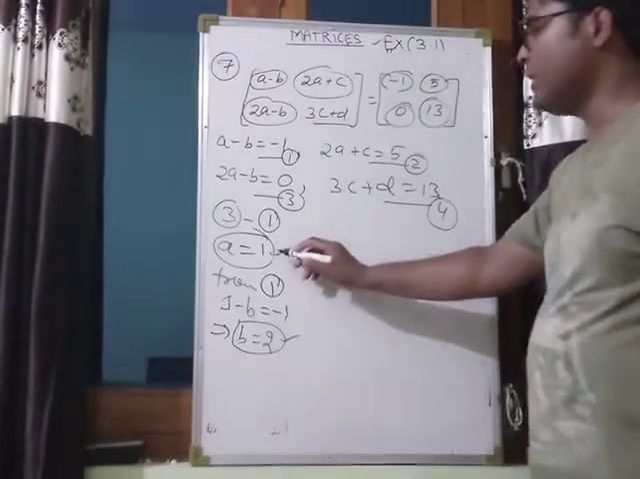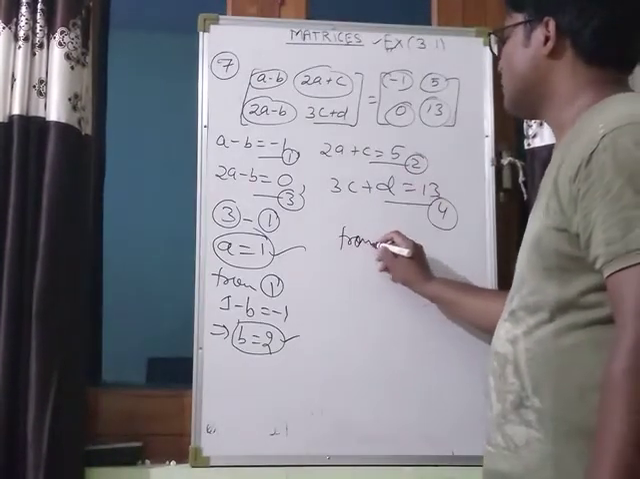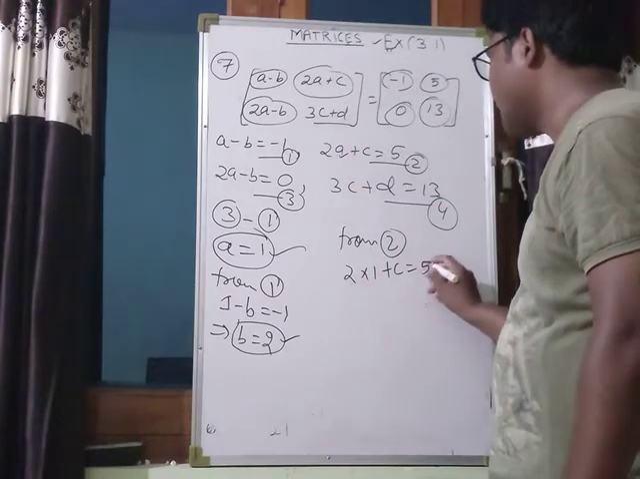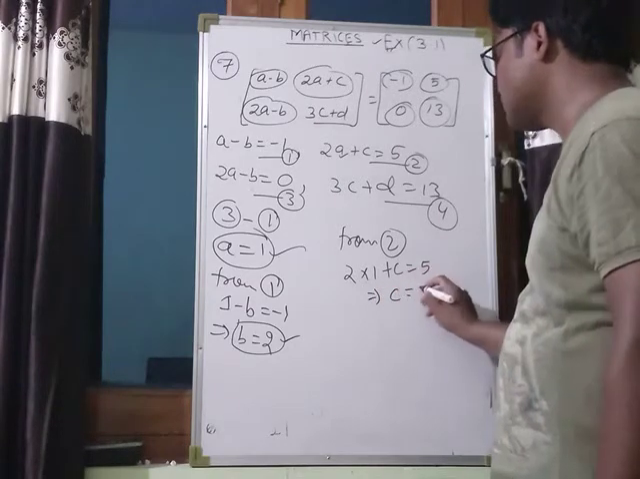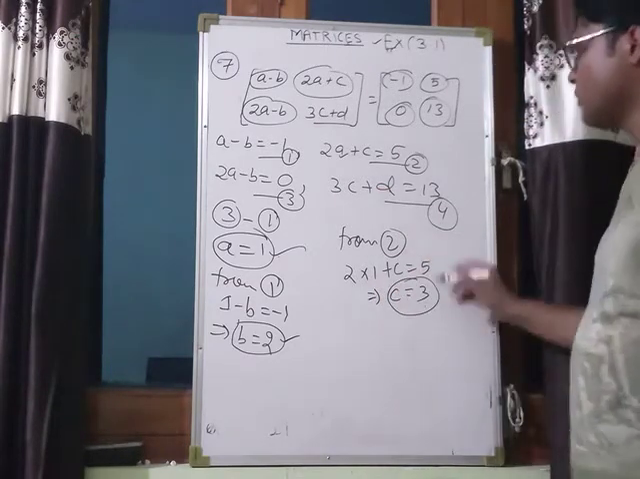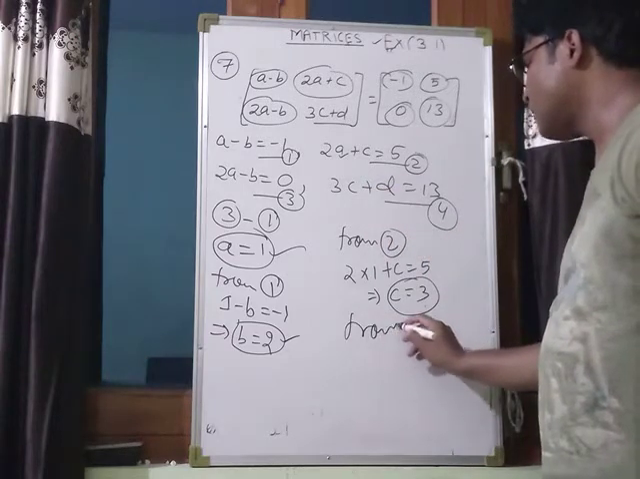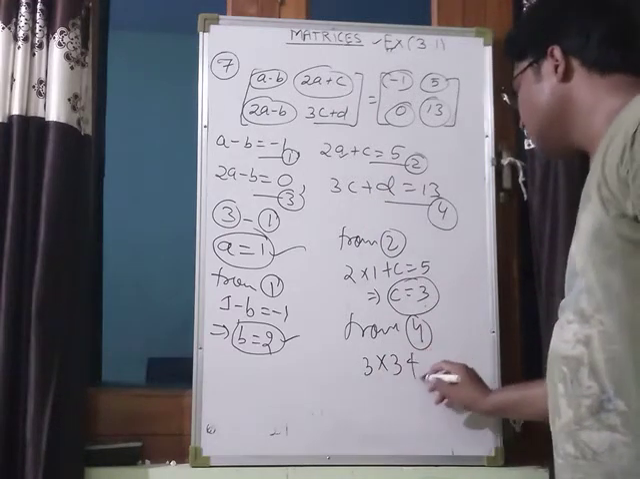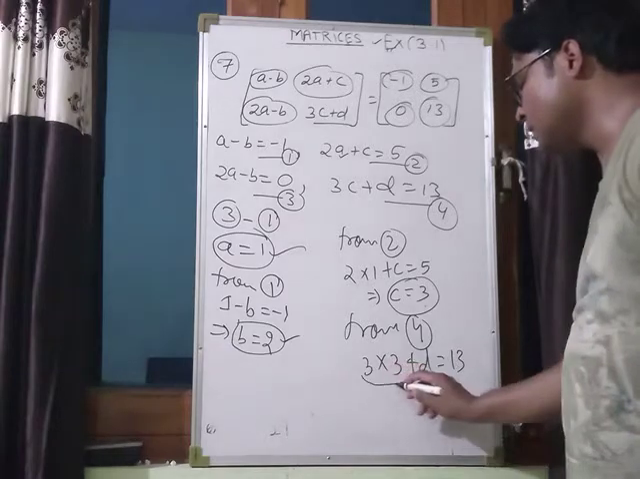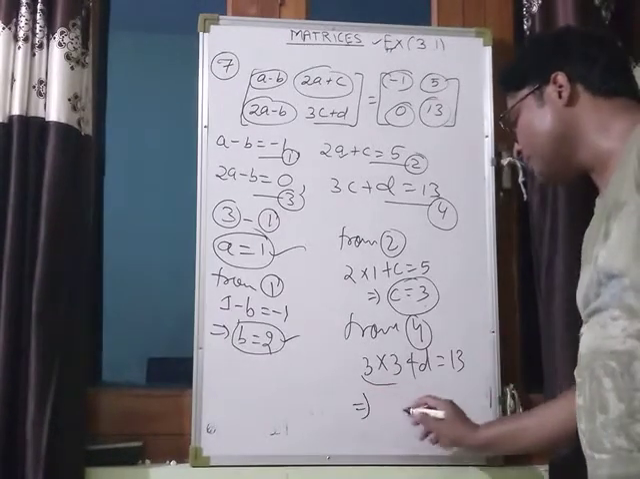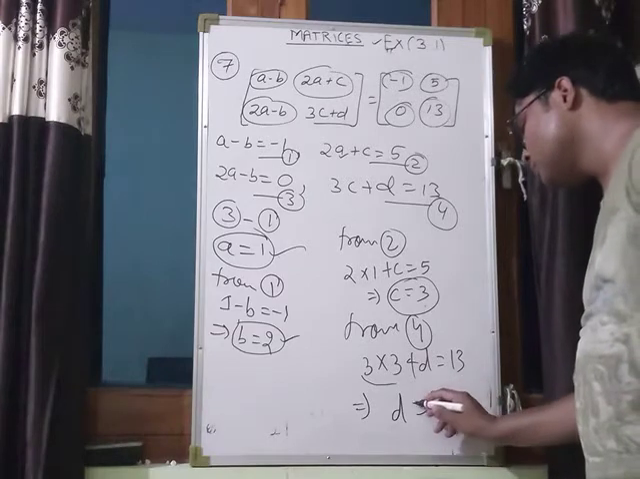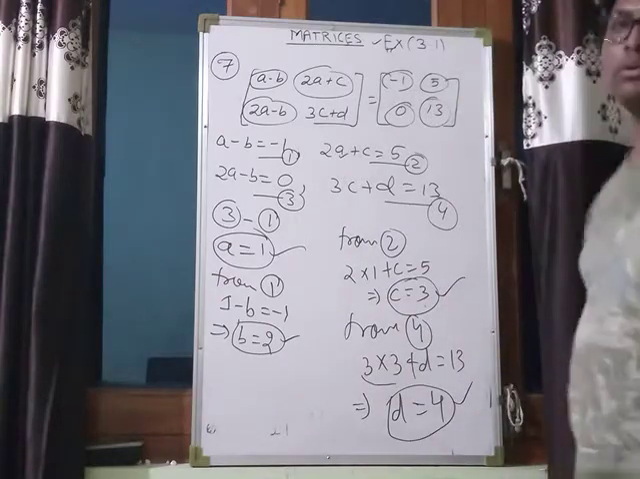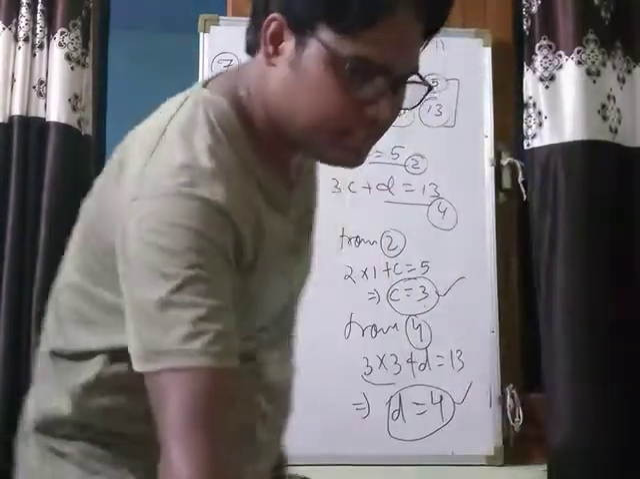Now put the value of a in the second. 2 into a, which is 1, plus c is equal to 5. Then from here c is equal to 5 minus 2, that is 3. And put the value of c in the fourth. This is 3 into the value of c, which is 3, plus d is equal to 13. See, 3 3s are 9. Transfer this 9 to the right side. D is equal to 13 minus 9, that is 4. Okay, so a is 1, b is 2, c is 3 and d is 4. So those are the values of a, b, c and d.